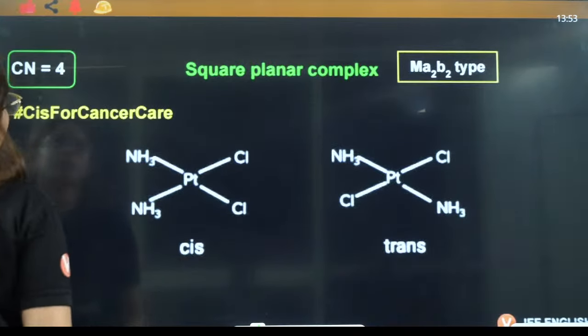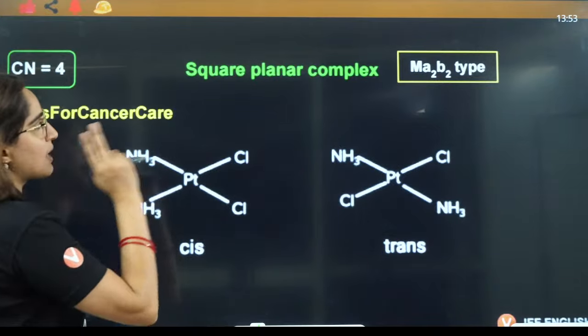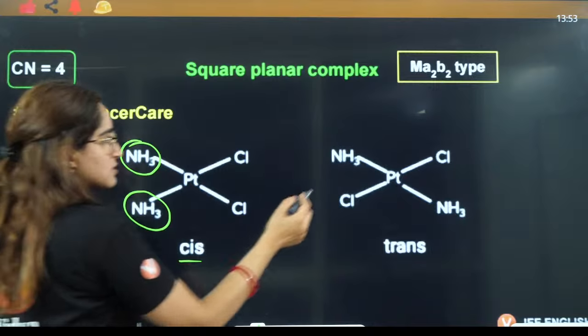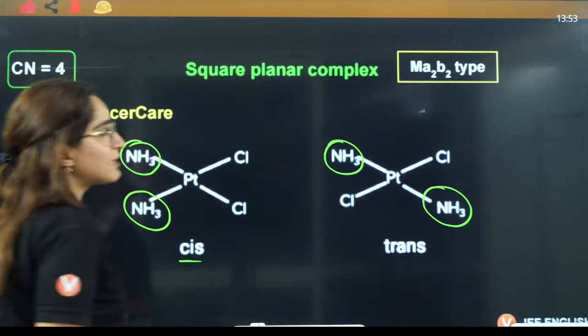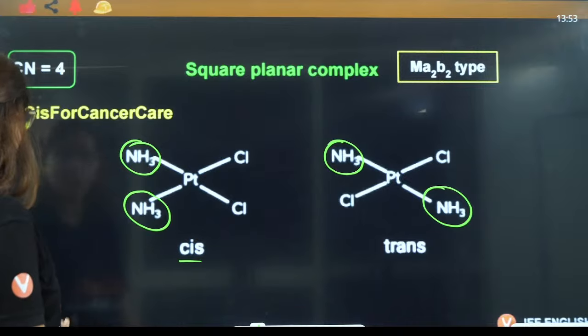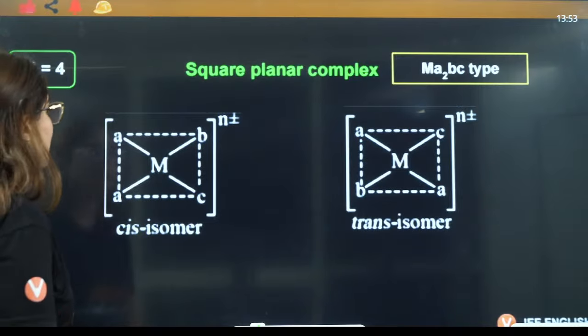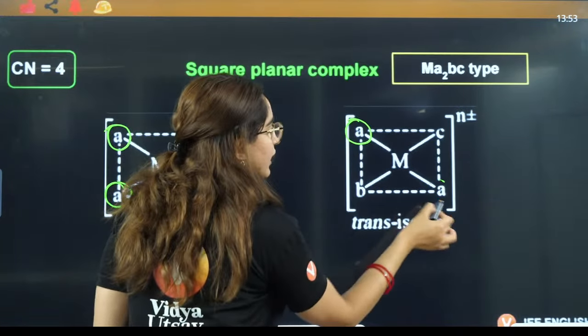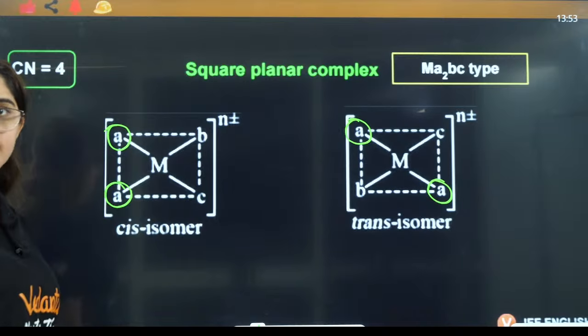Now let's talk about the cases where GI is present. For example, Ma2b2. They are next to each other, that is cis. They are opposite to each other, that is trans. Okay. Then Ma2bc, A and A are next to each other, that is cis. A and A are opposite to each other, that is trans.